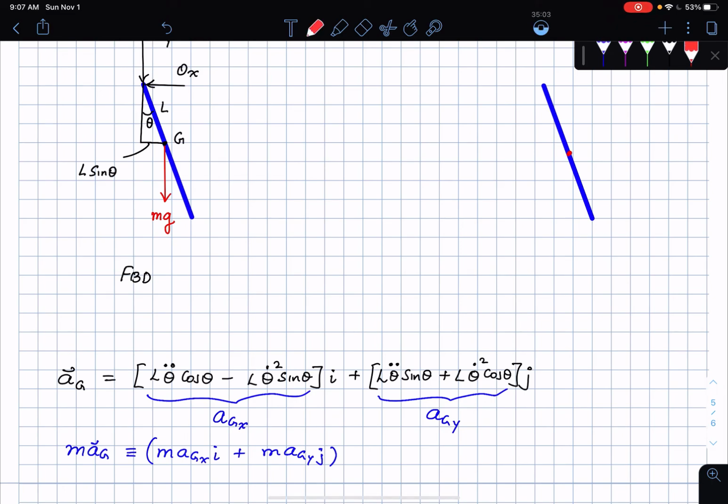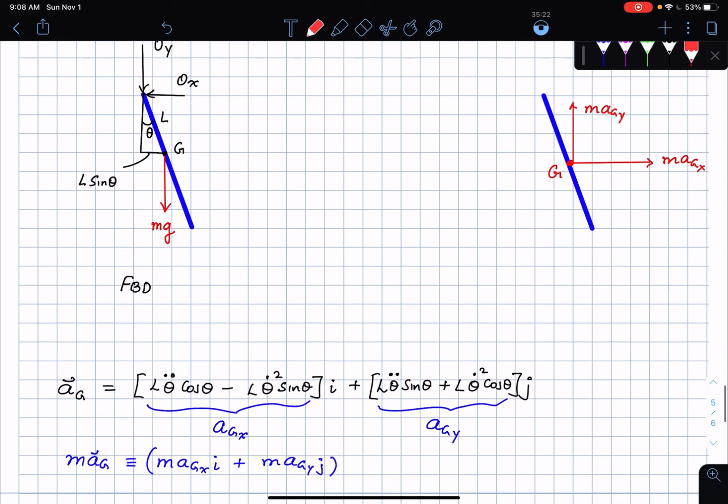So when I'm marking the forces on the kinetic diagram, I'm going to draw two forces at the center of mass, G. I'm going to have a force m times AGX, and then a force m times AGY. Now who says this is pointing up? I don't know. This is all happening at the center of mass G. What else do I have? I have the inertial torque, which is IG times alpha. Since I have assumed alpha to be counterclockwise, this is going to be IG times theta double dot. So this is the kinetic diagram.